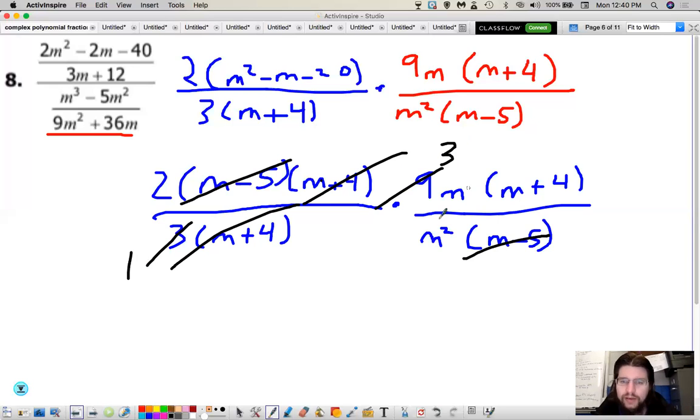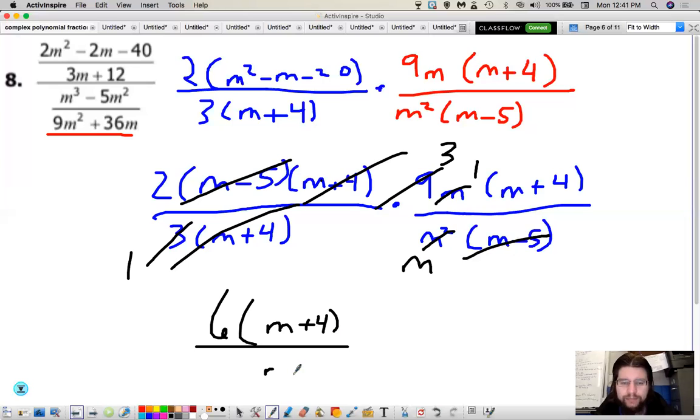We got an m here, an m squared there, so that's an m. That's a 1. Anything else? I don't think so. 2 times 3 is 6. M plus 4. Bottom, we got an m. That's it. Done. Move on.